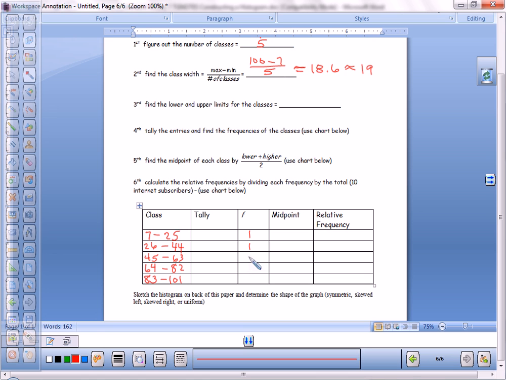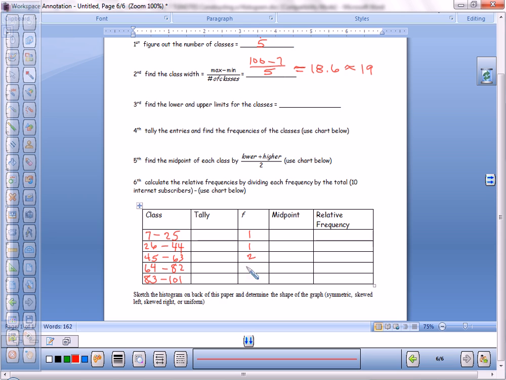From 45 to 63, it's 1, 2. Then 64 to 82? 1, 2, 3. And then from 83 to 101? 3.